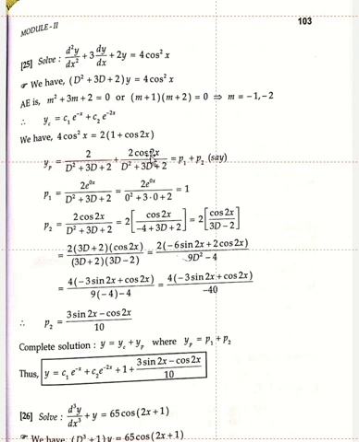What is P2? 2 into cos 2x divided by D square plus 3D plus 2. Here 2 write as it is. The remaining term is cos 2x divided by, wherever D square, replace D square by minus a square. What is a here? A is 2. A square is 4. Therefore, replace D square by minus 4, plus 3D plus 2. That is equal to 2 into cos 2x divided by, write 3D as it is, minus 4 plus 2 is minus 2.